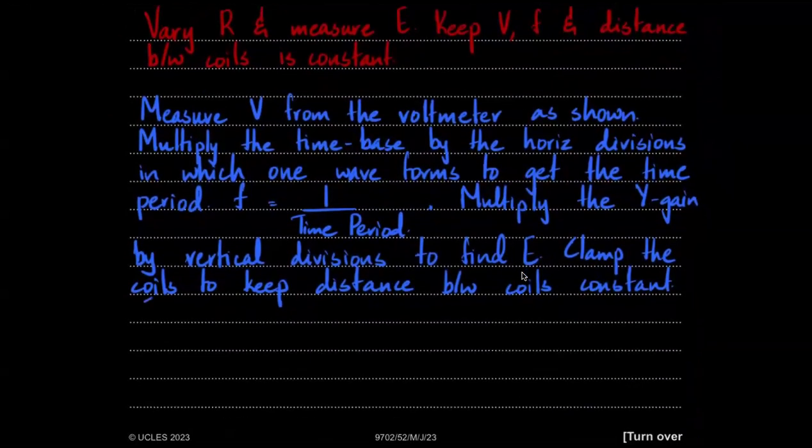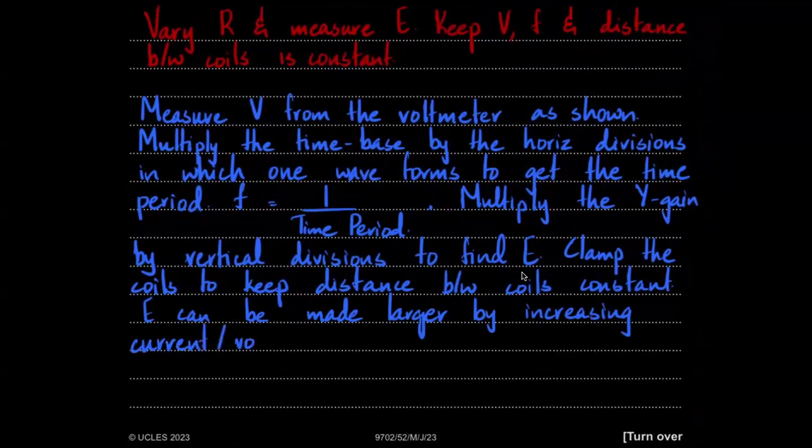So E can be made larger by increasing your current or voltage, or you can also increase the turns on the coil, and this will reduce its percentage uncertainty. So I think this is a lot of stuff on the additional detail part.